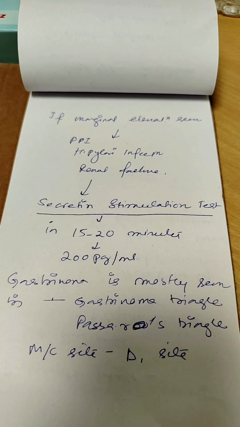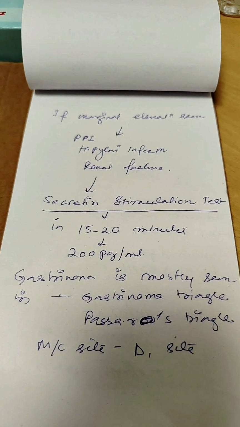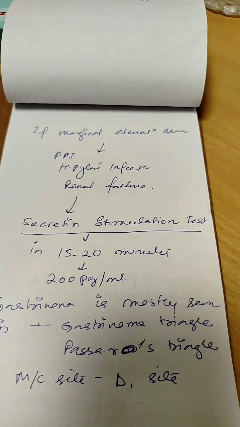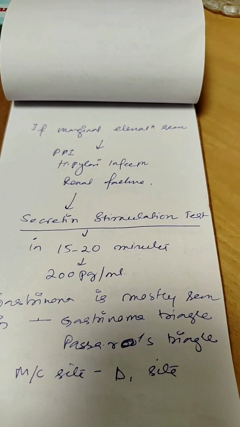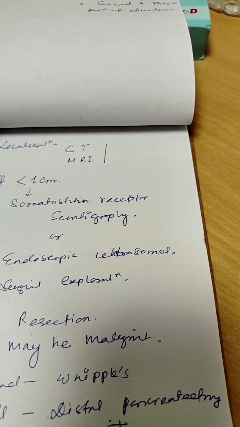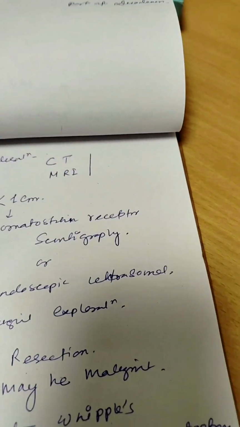Now gastrinoma is mostly seen in the gastrinoma triangle, that is Passaro's triangle. If it is not in Passaro's triangle, then the most common site is D1, that is the first part of the duodenum. So what is Passaro's triangle?